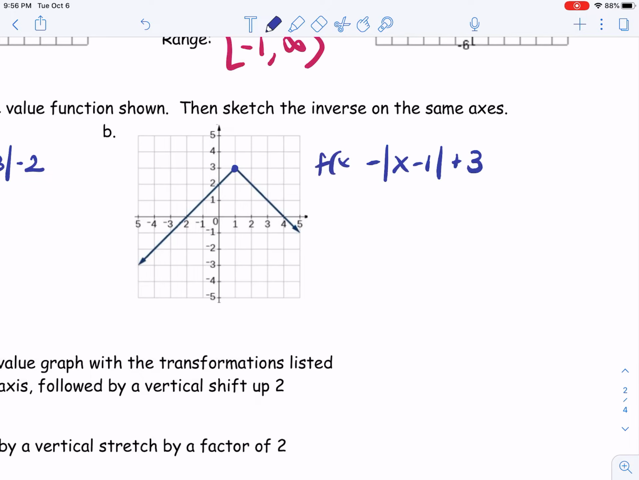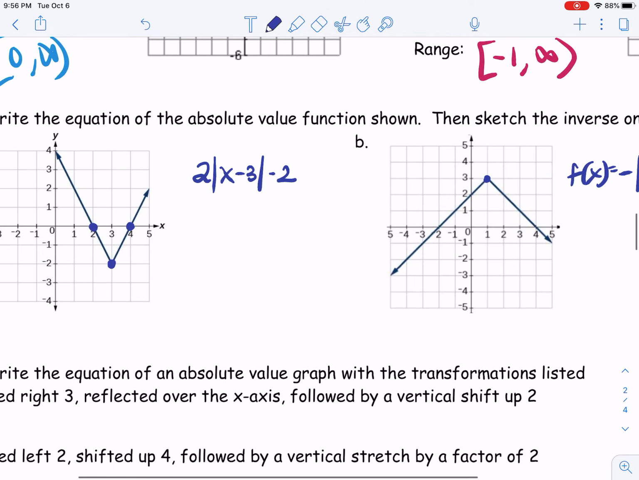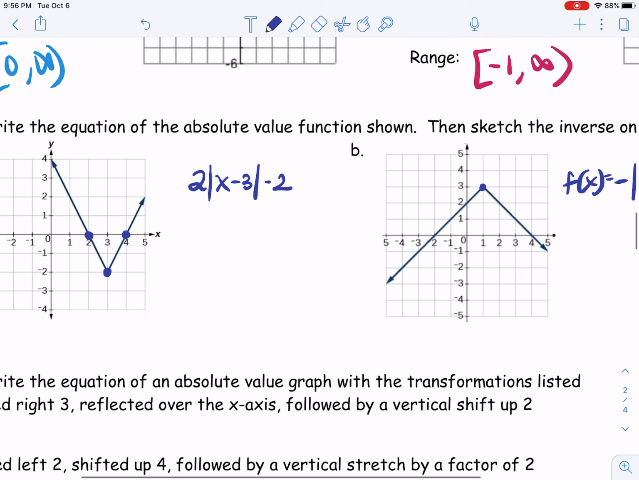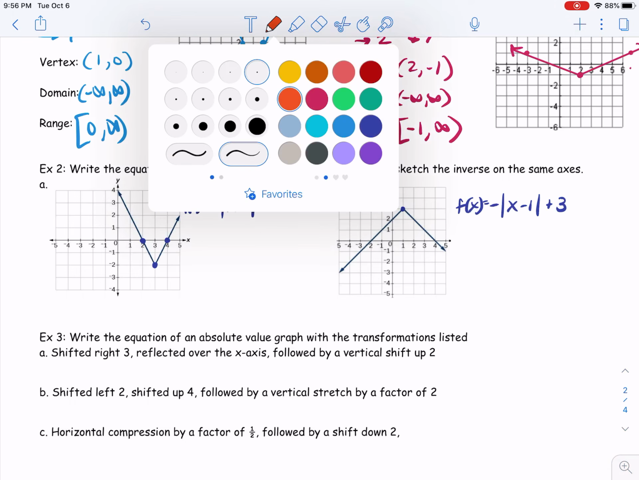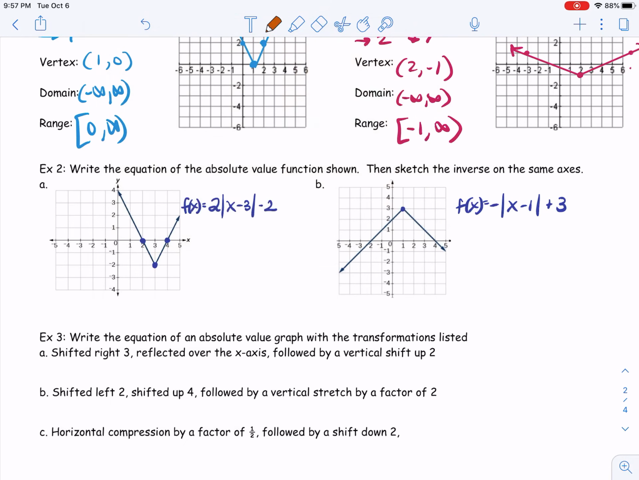So this is really f of x equals negative absolute value of x minus 1, plus 3. And then this would be f of x equals 2 times absolute value of x minus 3, minus 2. So that's the first part. The second part says I need to sketch the inverse on that same graph.